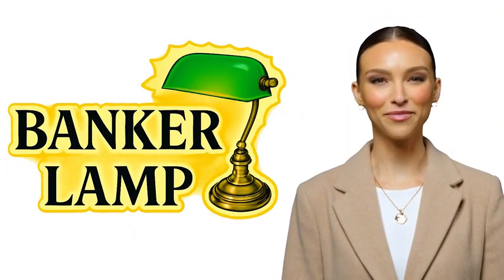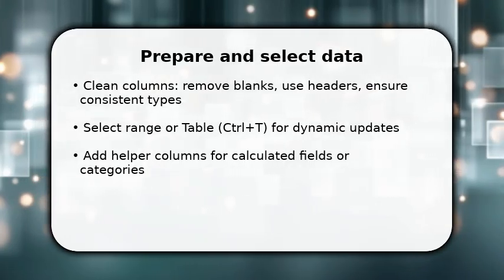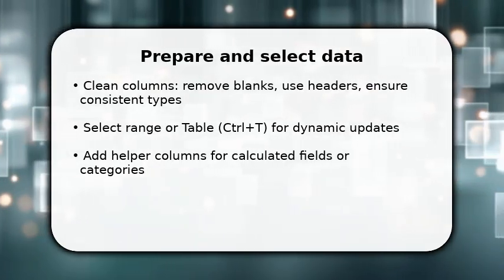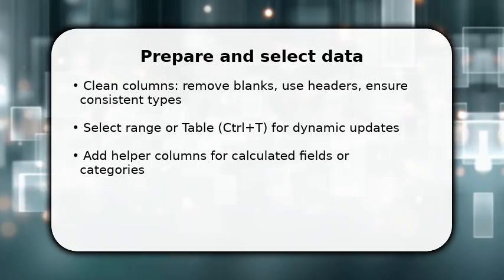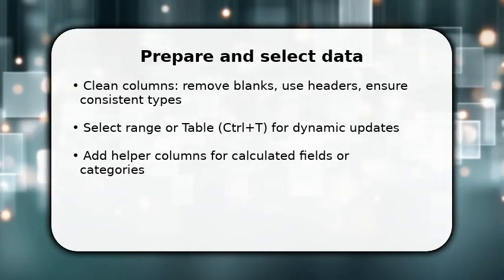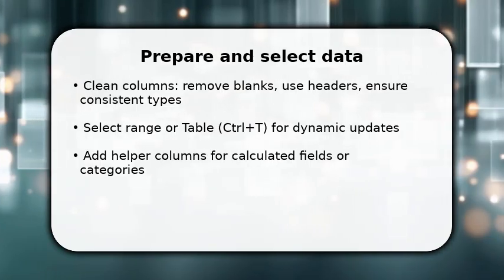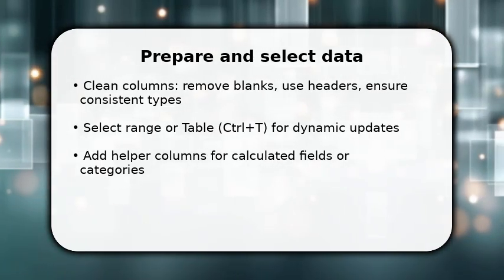Please enjoy the video. You start by cleaning and structuring the sheet so Excel can interpret it. Select the actual data range or press Ctrl+T to convert it into a table. This makes ranges dynamic and formulas stable. Once done, add simple helper columns for ratios, percent changes, or categories so Excel can aggregate them.